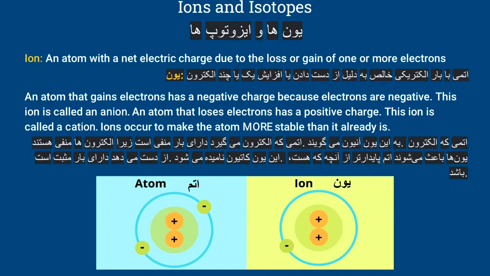An atom that loses electrons has a positive charge because the total negative charge of the electrons is now less than the total positive charge of the protons. When there are fewer electrons than protons, the ion is called a cation. Ions occur to make the atom more stable than it already is.